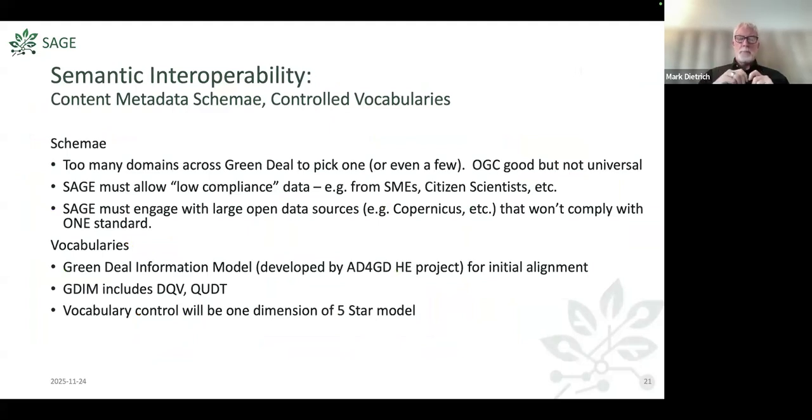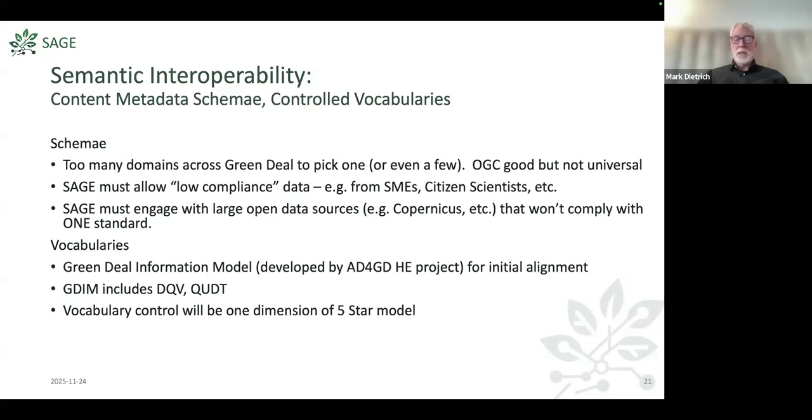So semantic interoperability, very important, obviously, but unfortunately, in the Green Deal world, there are too many domains for us to pick one semantic standard, and that's often the approach being taken in many other data spaces. They have this big argument at the beginning about what standard to use. We're not having that argument. Instead, we want to support many of the very good, well documented public standards for the kinds of domain data that we have. For example, the Open Geospatial Consortium is a very good standard for geospatial data, but not all of our data is geospatial, so we need other things.